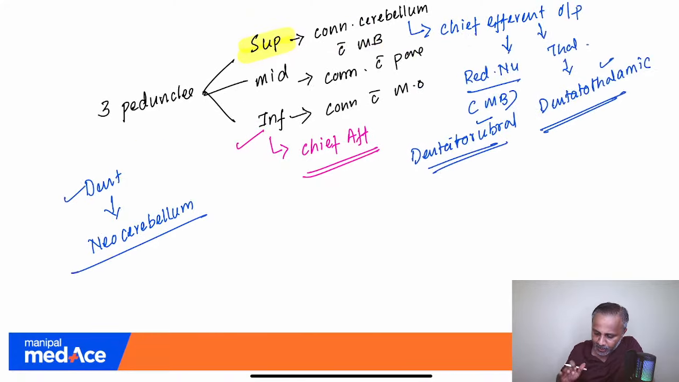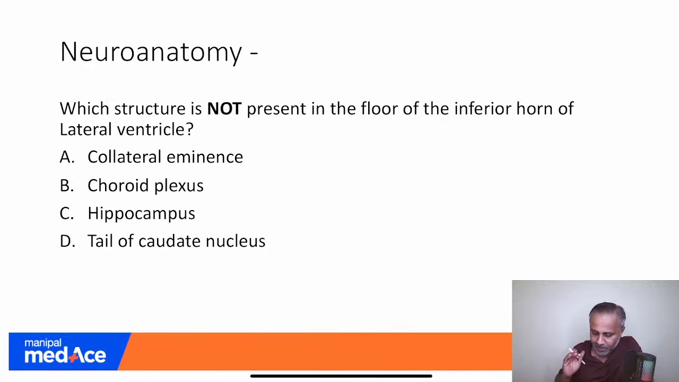Let's go to the second question that was asked from the neuroanatomy topic. Now this was related to lateral ventricle. Now again, let's hear that this could be a tricky question. So most of the time what we do, we end up reading about the floor of the fourth ventricle.